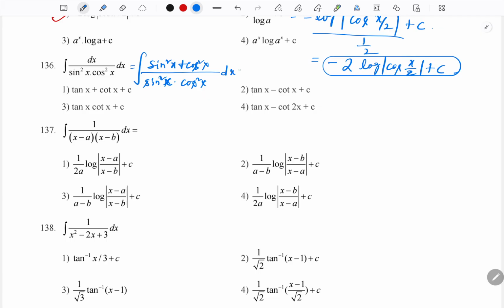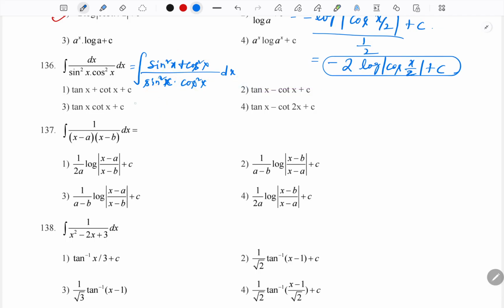dx. So observe here, the numerator is a sum of two parts, right? This one splits into one part and this one into another part. If I split, sine square cancels, giving 1 by cos square. What is 1 by cos square? Secant square. So the first part goes to secant square x. Next, cos square cancels, giving 1 by sin square. What is 1 by sin square? Cosecant square. So it is secant square plus cosecant square, right?